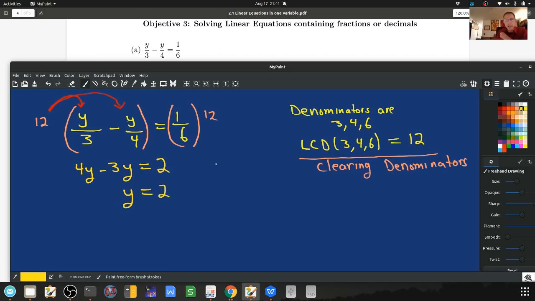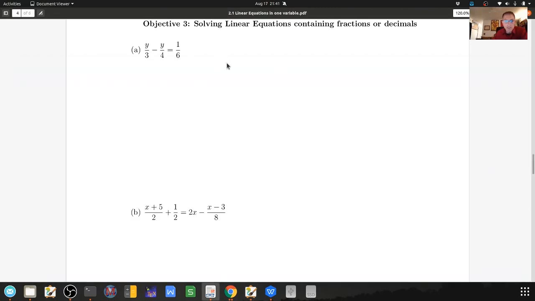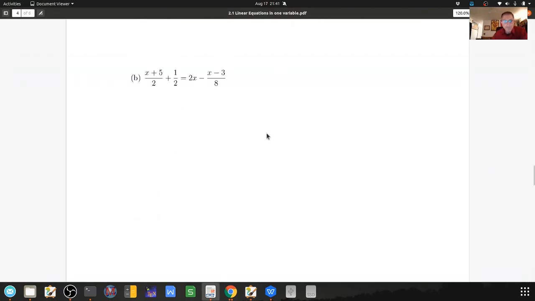Isn't it much better to deal with something like this than try to add, or in this case subtract, y fourths from y thirds? If you did it properly, you'd still get y is equal to 2, but the process of clearing denominators is what takes what seems a nasty problem and turns it into something quite easy. So let's look at the next one.